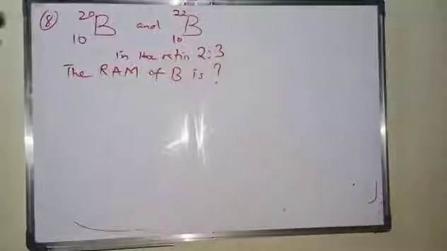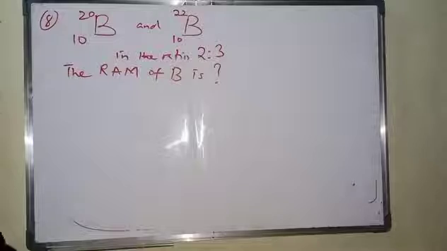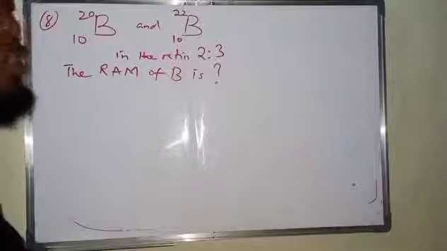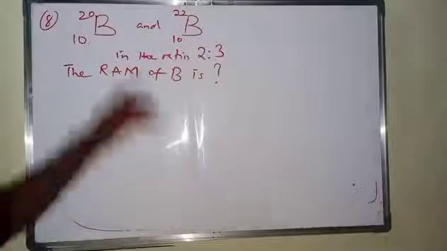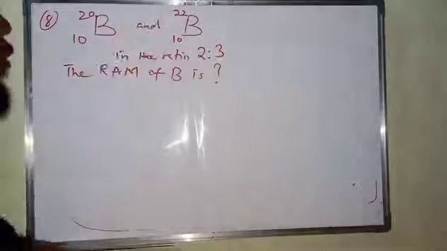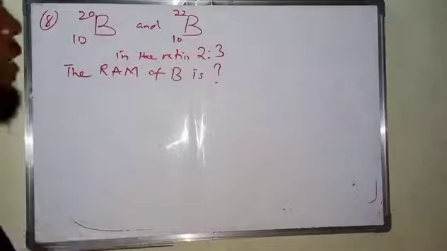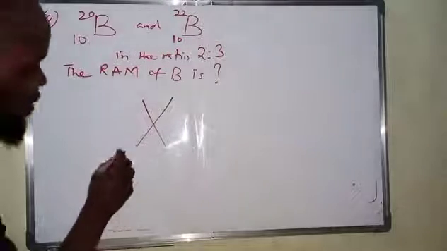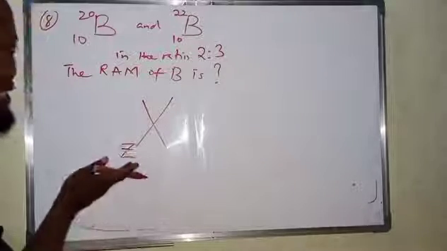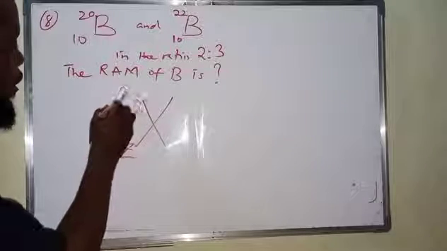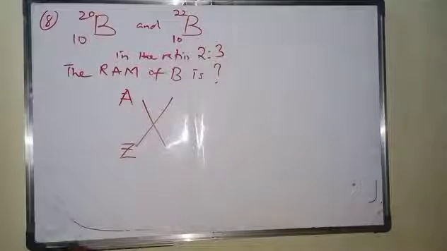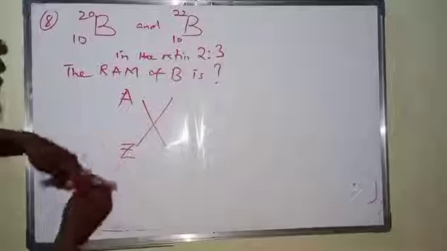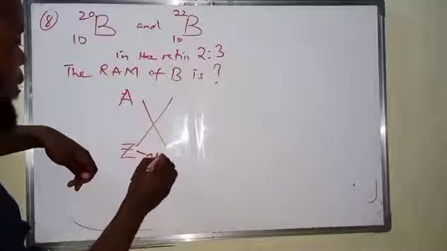So you should all understand what isotopes are. Isotopes are two or more atoms of the same element having different atomic masses. Of course, they will have the same atomic number. So when you write an element, the atomic number is stated here, and the atomic mass is stated here. A represents the atomic mass or the mass number. Z represents the atomic number.